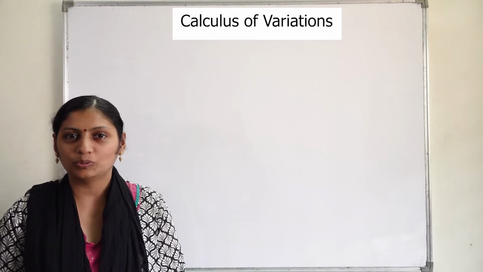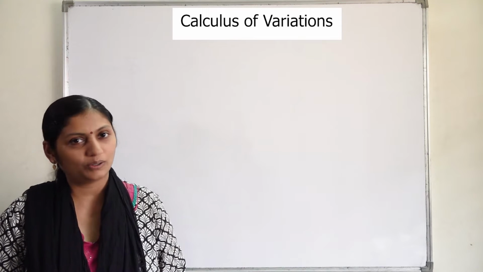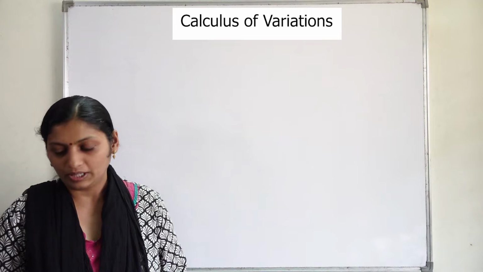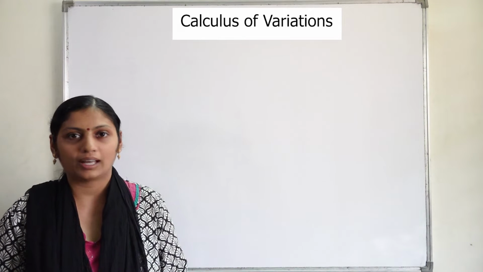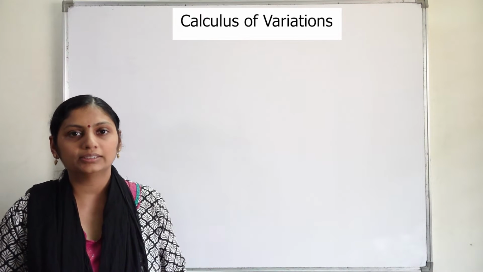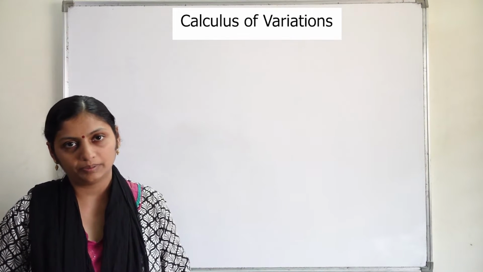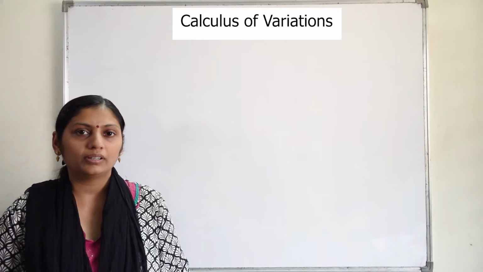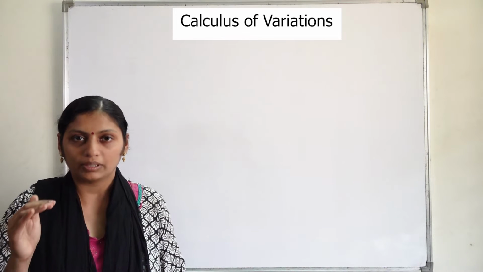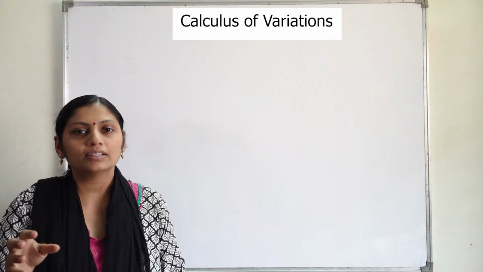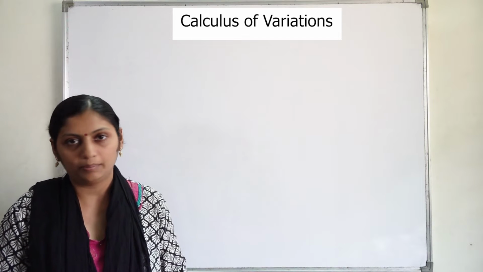So we stop with the chapter sampling. After that you have two more chapters, optimization and calculus of variation. Today I will be covering the chapter calculus of variation, and the other chapter, optimization, my colleague is covering. I am not elaborating this chapter much, only from the exam point of view, whatever is needed, only those topics I will be covering.